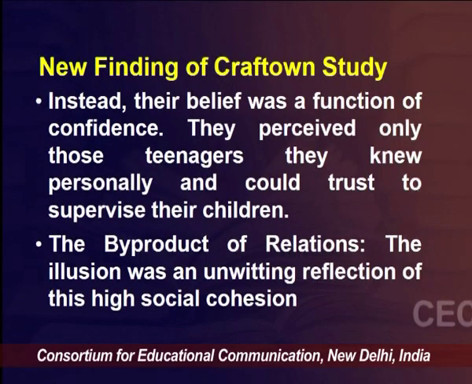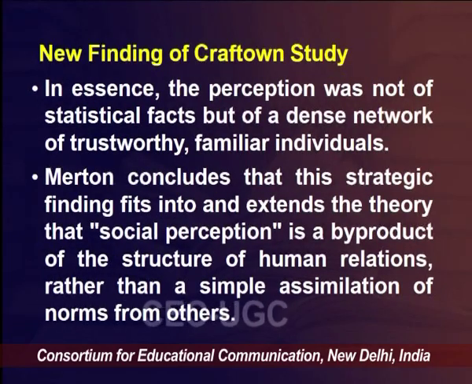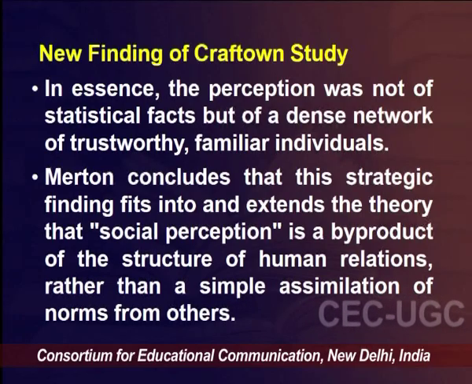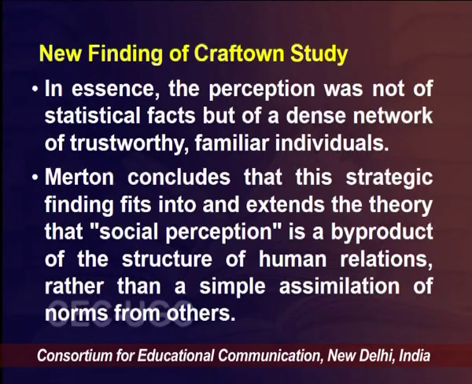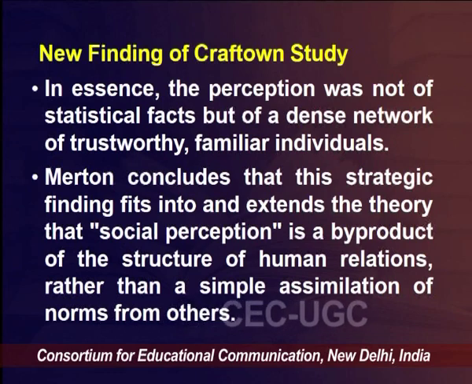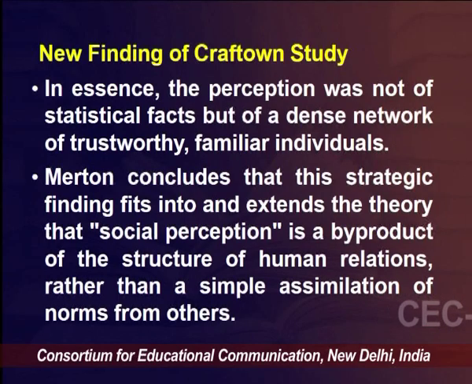The third, he says, is the byproduct of relations. The illusion was an unwitting deflection of the high social cohesion. In a sense, the perception was not of statistical fact, but of a dense network of trustworthy, familiar individuals. Merton concludes that this strategic finding fits into and extends the theory that social perception is a byproduct of the structure of human relations rather than a simple assimilation of norms from others.